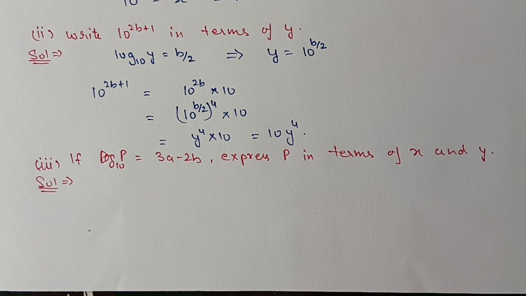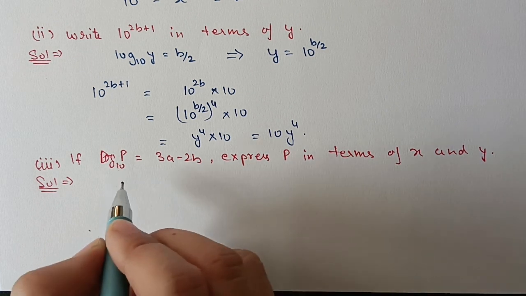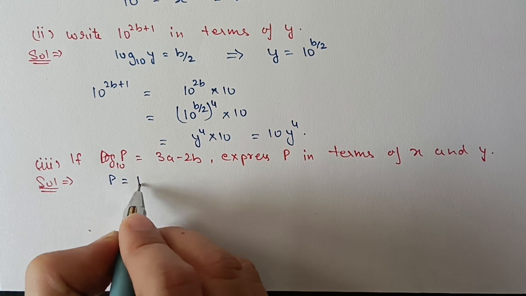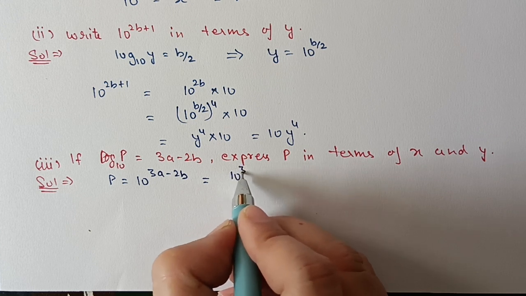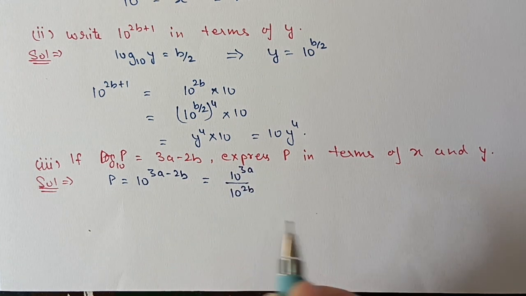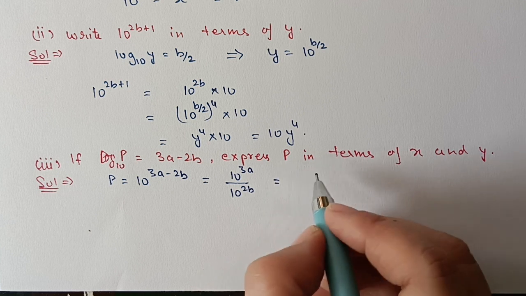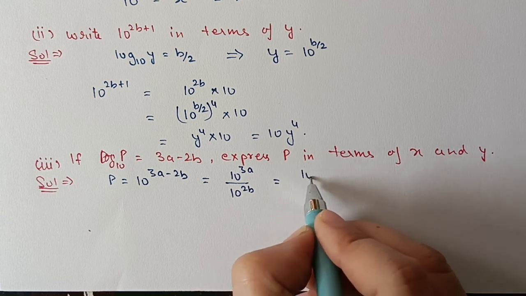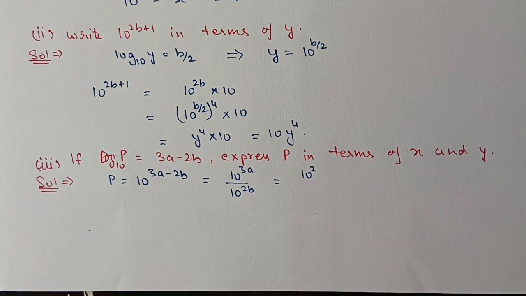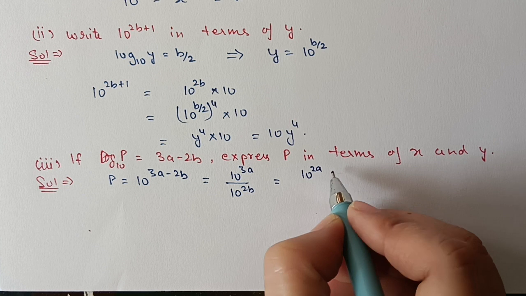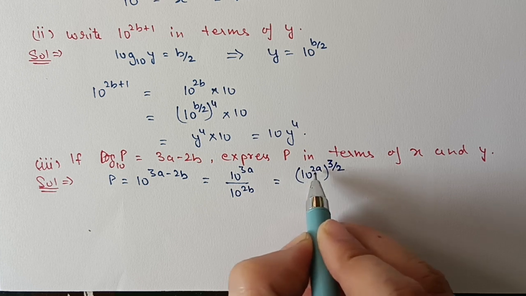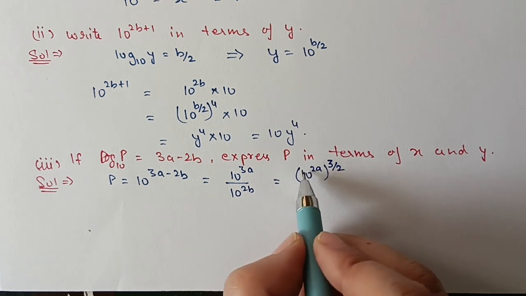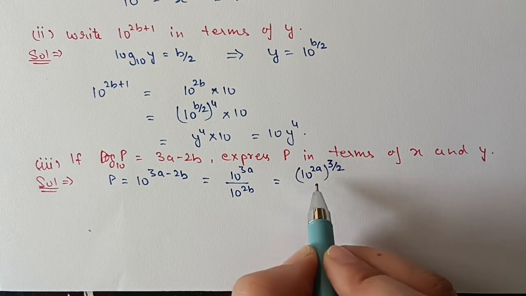Third part, if log p is equal to 3a minus 2b, express p in terms of x and y. So if we change this into exponential form, we will get p is equal to 10 to the power 3a minus 2b, or we can write 10 to the power 3a divided by 10 to the power 2b. This we can write as 10 to the power 2a whole to the power 3 by 2. This 2 I have multiplied up and down because we have 10 to the power 2a is equal to x. So that's why we have changed it in this form.